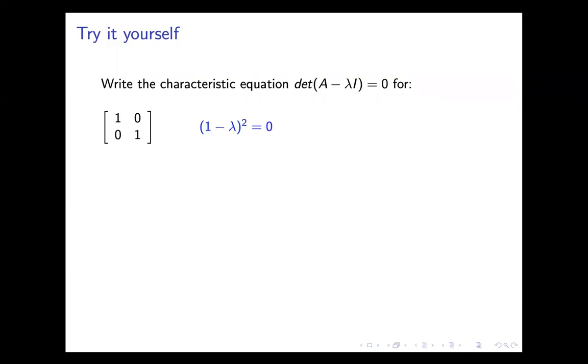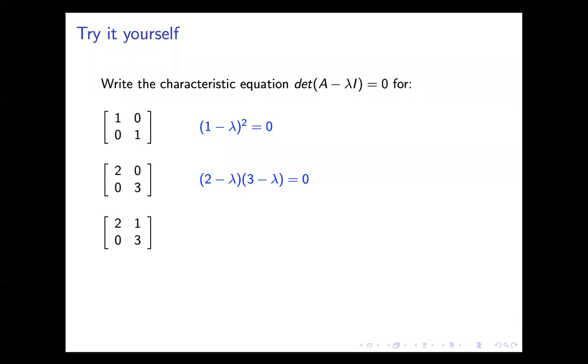So here it's possibly (1 minus lambda) squared equal to 0. It will be a polynomial. The left-hand side of the characteristic equation will be a polynomial whose degree is equal to the number of rows or number of columns of the matrix. It's a polynomial in lambda. Take this matrix and compute its characteristic polynomial. You're going to get (2 minus lambda) times (3 minus lambda) equals 0.